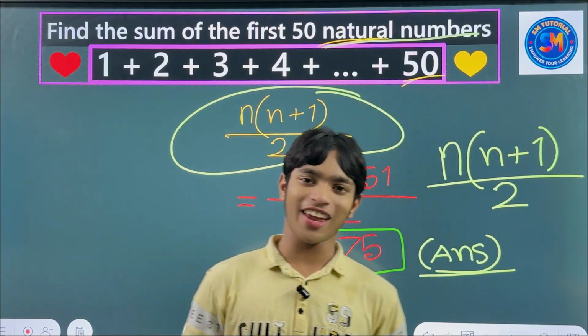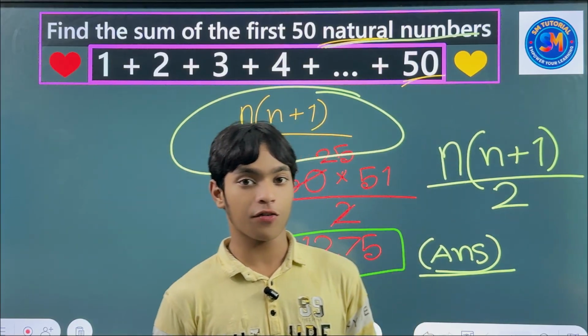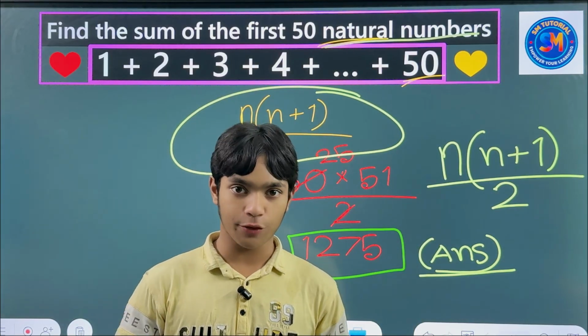So that's it for today. I think you all enjoyed this very much. And this is of course a very basic formula. You all have to know this.